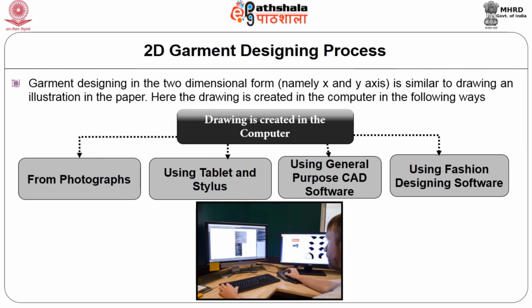Next, we are going to learn about the different methods of creating 2D garment designs. When I say two-dimensional garment designing, it is similar to drawing an illustration on the paper. It is drawn and viewed in two axes, namely x-axis and y-axis. Now we shall see the different ways in which the designs can be created in the computer.